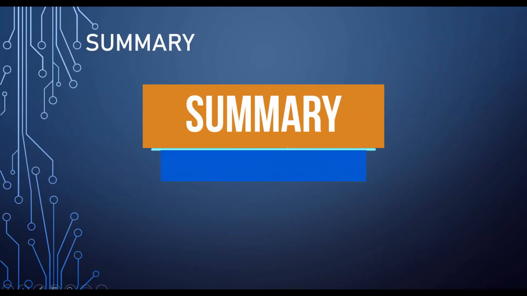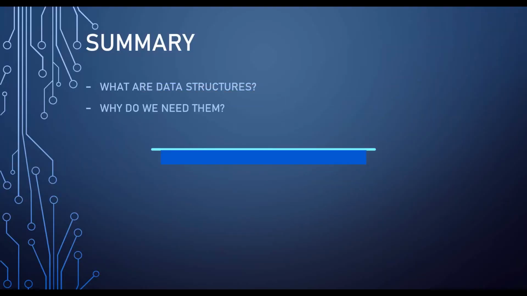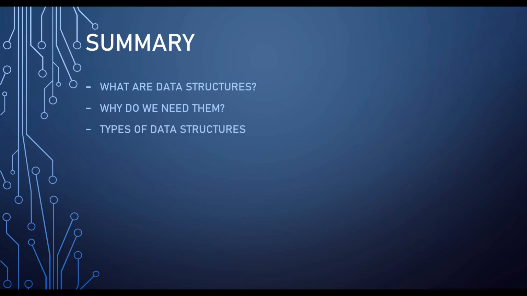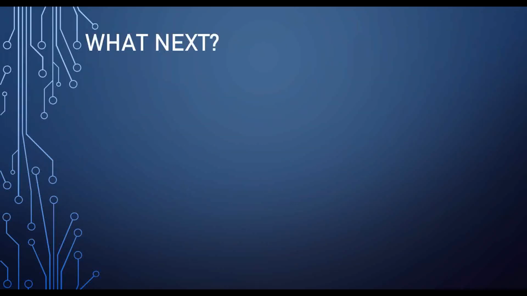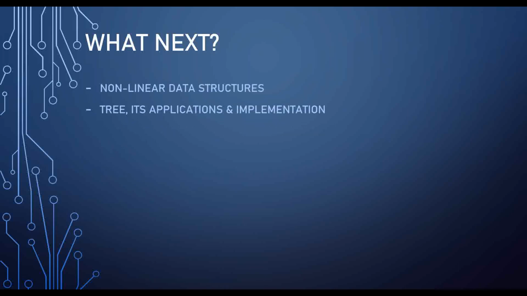Let us summarize what we saw in this video. We saw what are data structures. We saw why do we need them. We also looked at different types of data structures, linear versus non-linear. We also saw what are primitive versus custom data structures that we write. We saw what is a stack, how it is implemented, and what are its applications. We saw what is a queue, its applications and implementation. We saw in detail what is a linked list, its applications, and we implemented all basic functionalities on linked list. So what next?